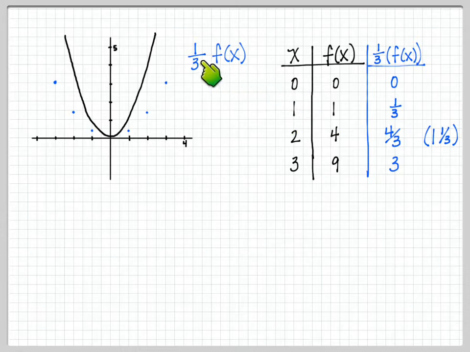But if I were to multiply this parabola by 1/3, that would mean that each one of these outputs would be multiplied by 1/3. So the points that are on this parabola would get moved over in this way, and we would then have the parabola that looks like this, which is considered, it got wider, or it is a horizontal stretch, because we're stretching it out in the horizontal.